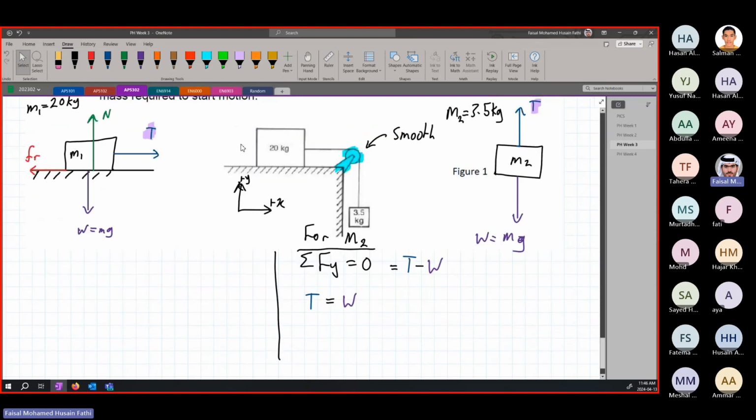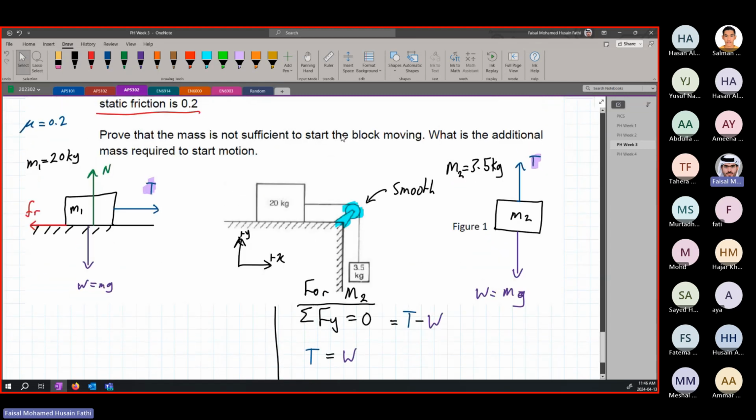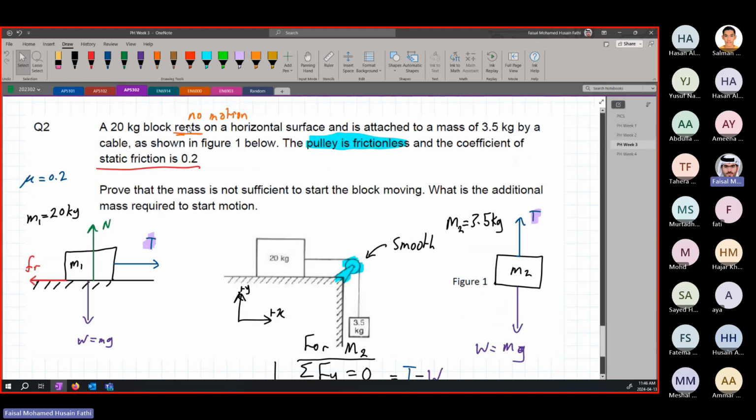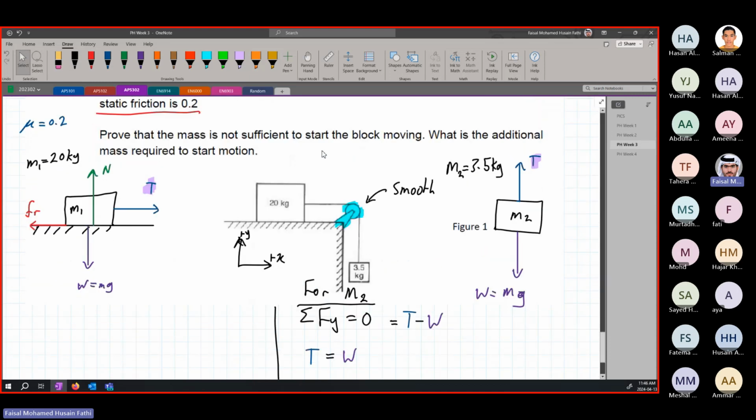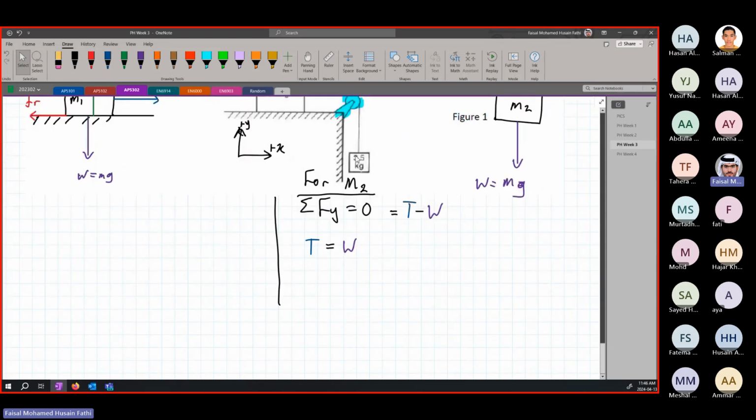Why? Because it already says in the question that the mass is not sufficient, and it mentions that the block as well is at rest, so there's no movement. If there was acceleration, this would not be equal to 0. But since there is no movement, they are saying it is not sufficient, we know that this is hanging still, it is not moving. All right?